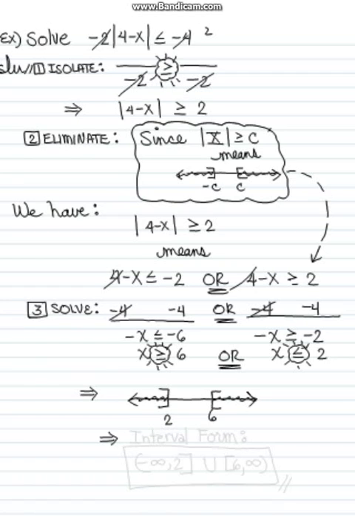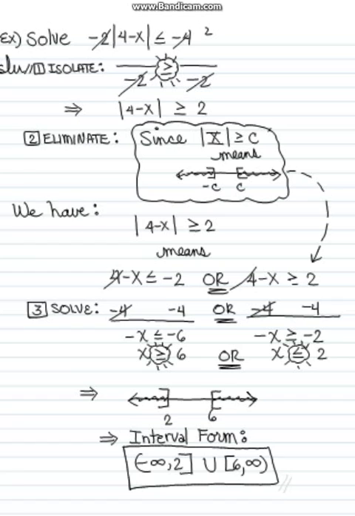So if we wanted to write this answer in interval form, we describe the first interval: open bracket from negative infinity to positive 2, square bracket, union together with square bracket 6 to positive infinity, open bracket.